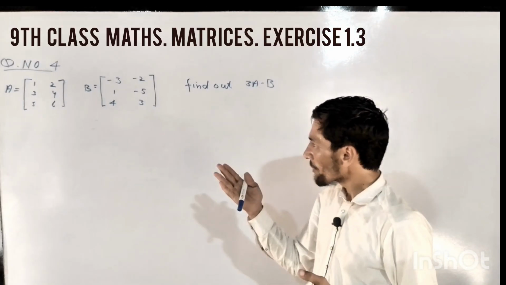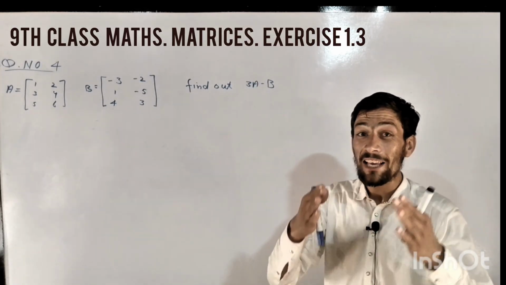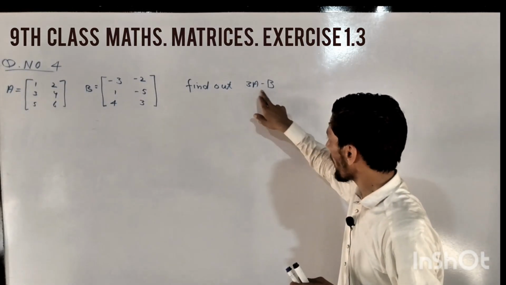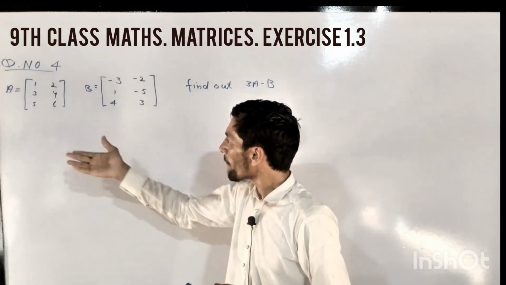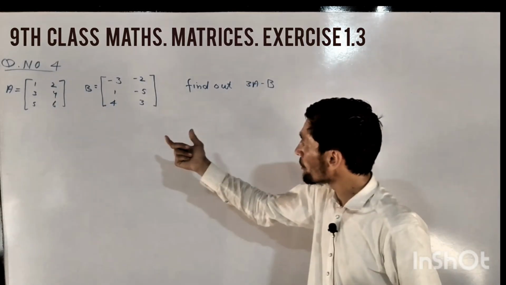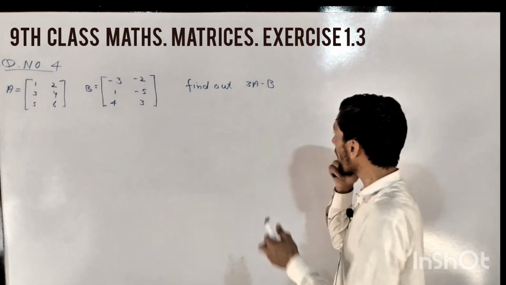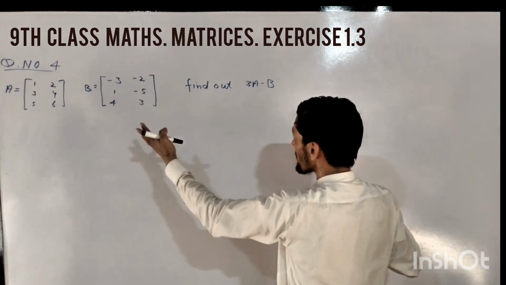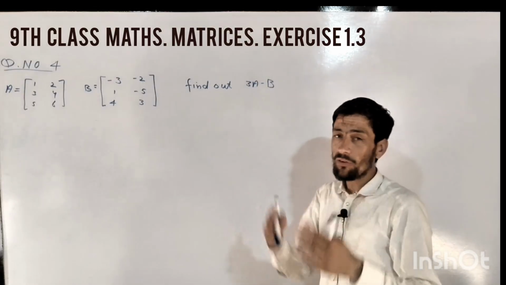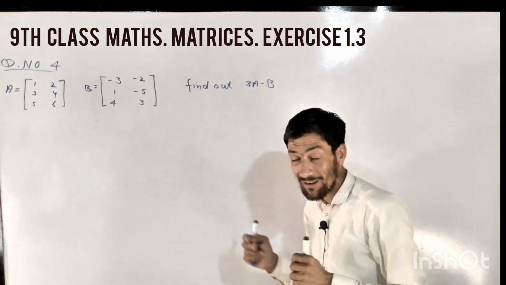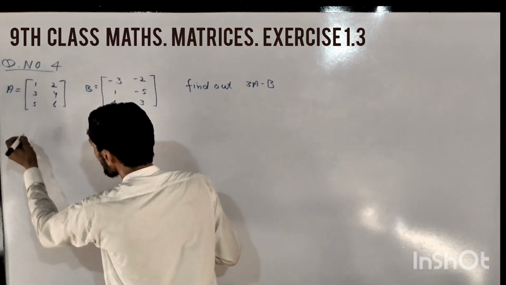Question number 4. They are asking us to find 3A minus B, where A is equal to [1 2 3; 4 5 6]. Similarly, B is equal to [-3 -2 1; -5 4 3]. First of all, we will multiply 3 with matrix A, then we will subtract matrix B, and the final result will be shown right here. So move to it.